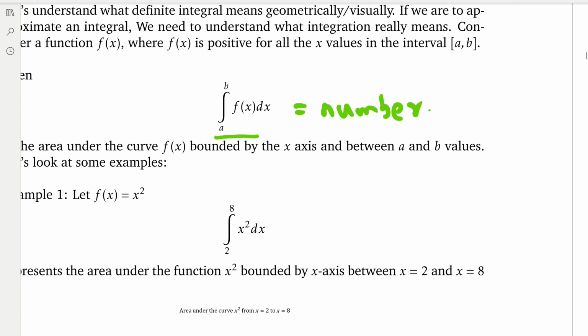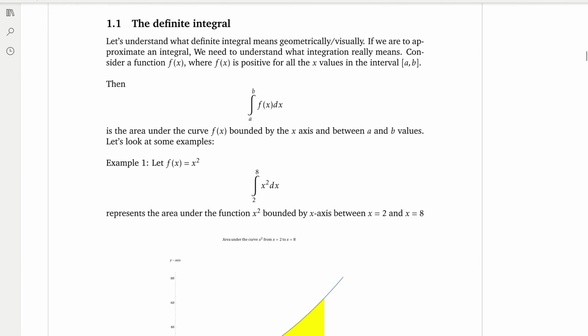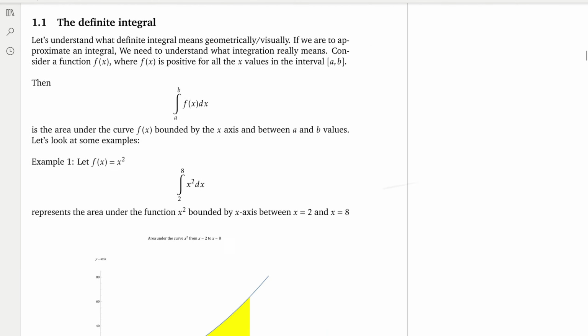Now, to find a new method, you have to understand what this number represents. What is a definite integral? Can we visualize it? What is the geometric meaning of taking the definite integral of a function? If we can visualize it, then probably we can find an alternate method. So that's what we are going to do. What does that number represent?